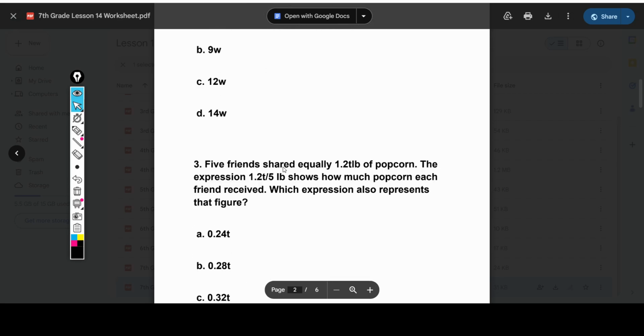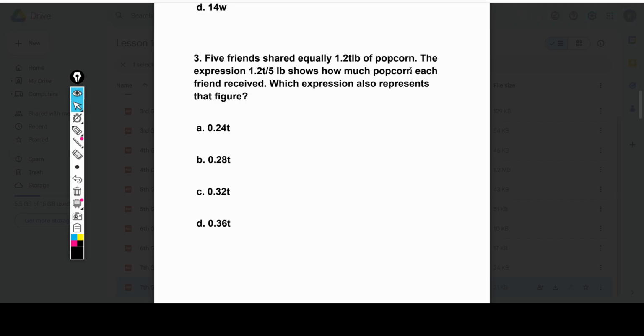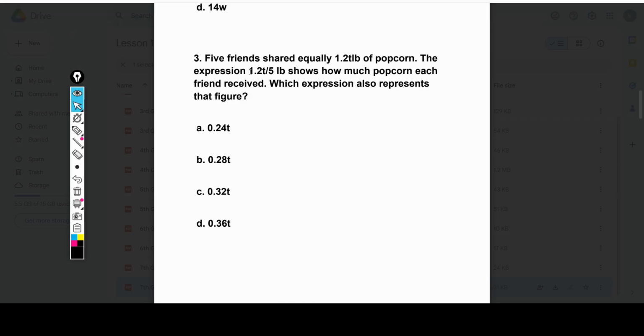Alright. For our next problem, we have 5 friends that are sharing 1.2 t pounds of popcorn. And there's an expression here, which is 1.2 t divided by 5 pounds, which shows how much each friend receives. So what's another way to represent this? We just have to find what's 1.2 t divided by 5. So 1.2 divided by 5 is 0.24. So you end up with 0.24 t, which is A.